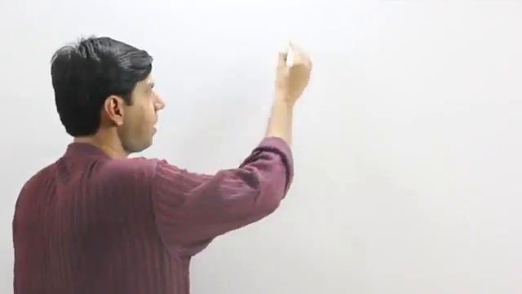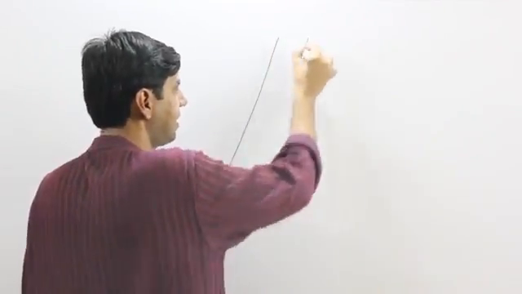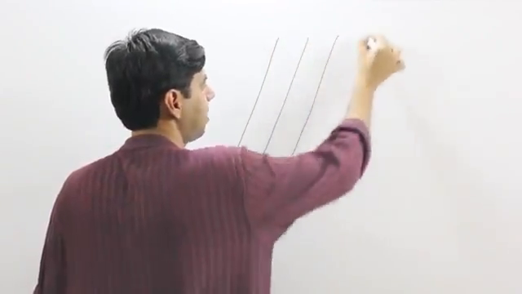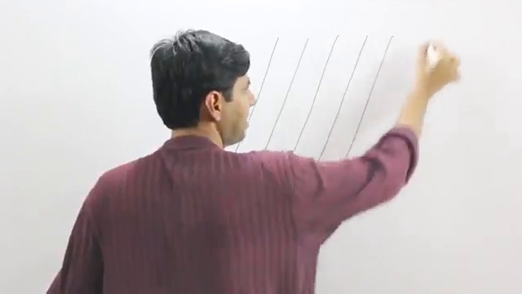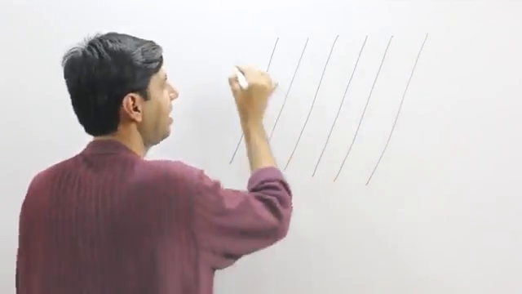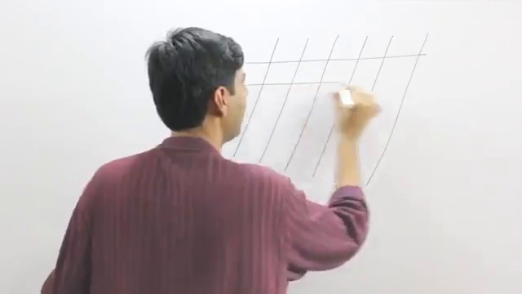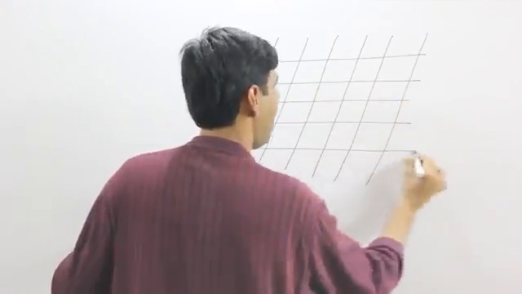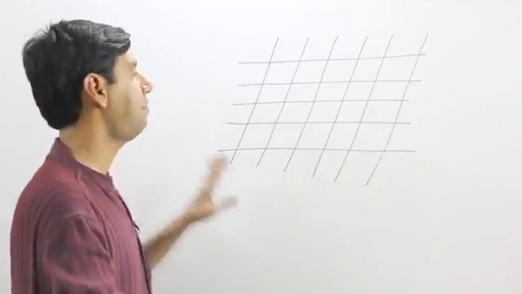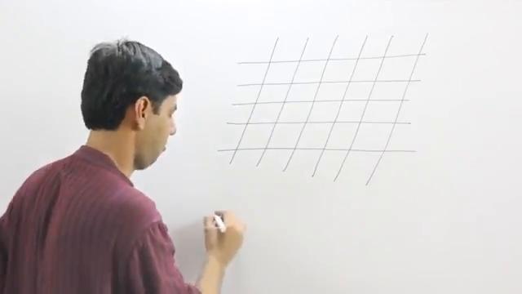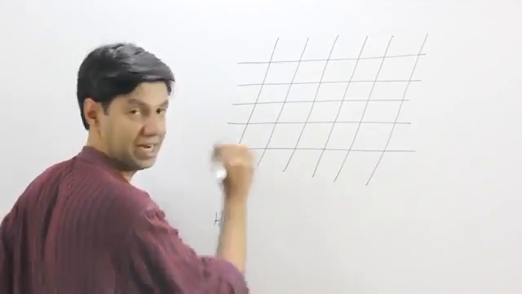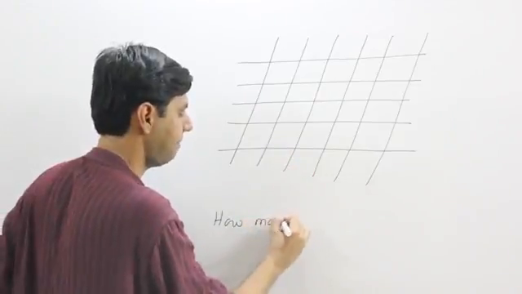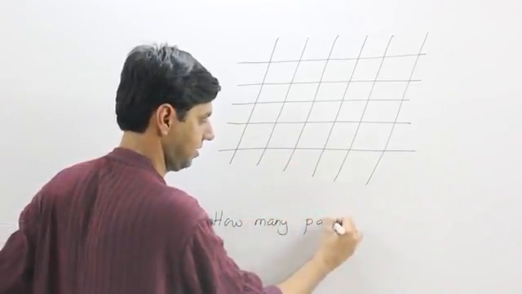Let's say there are 6 parallel lines, 1, 2, 3, 4, 5, 6, and there is another set of 5 parallel lines which intersect the earlier 6. And the question is, how many parallelograms can we form? Can be found in this grid? How many parallelograms in this grid?